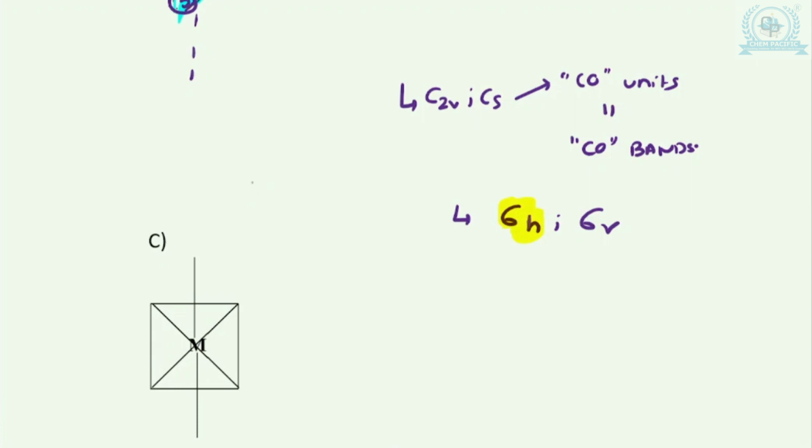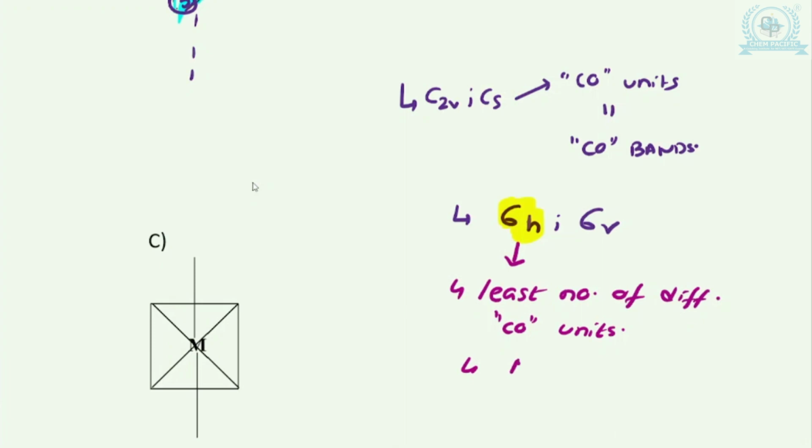This is very important. The plane which results in the least number of different CO units. You can also say it like this: the plane which contains the maximum number of equivalent CO units.